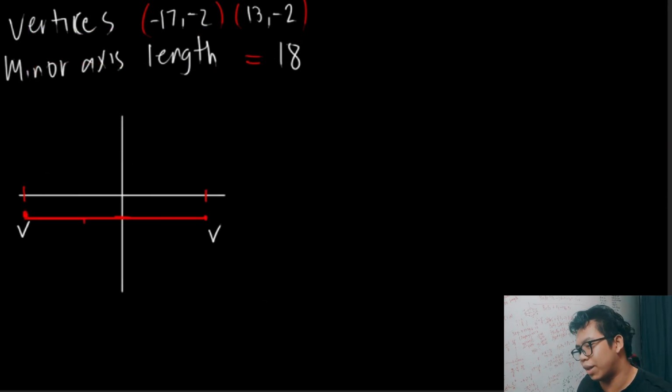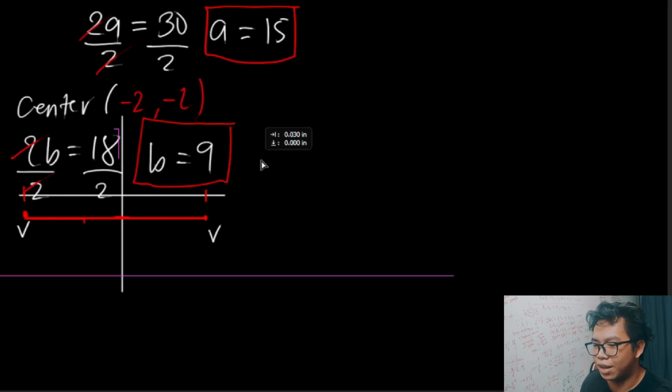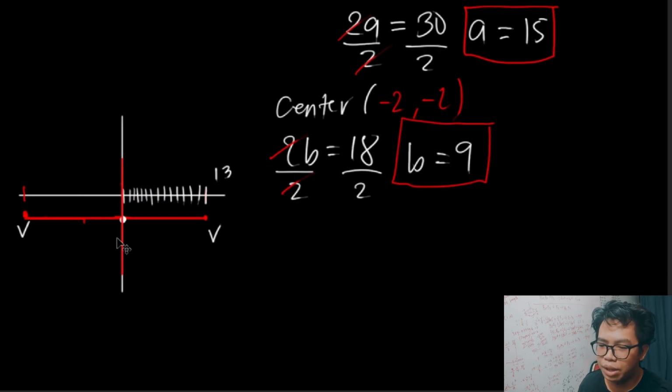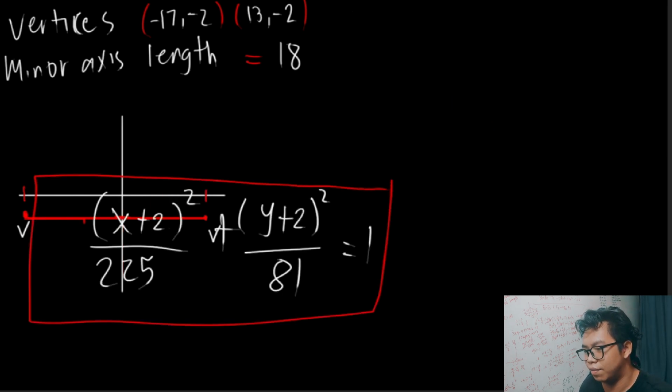Madali na to. Pare-parehas na lang talaga to. Ayan. So, i-plot. Hanapin yung length ng major axis. Equate sa 2a. Then, since given yung minor axis, equate sa 2b. And then, ayun na. Tapos na. Di ba madali lang.